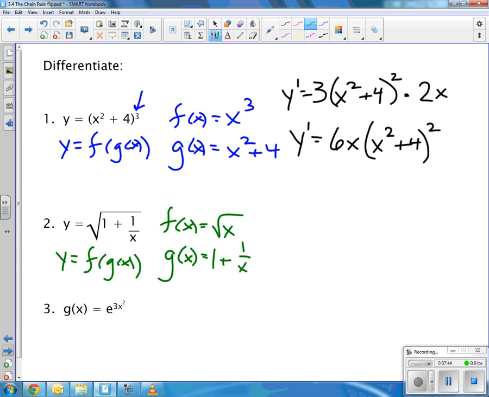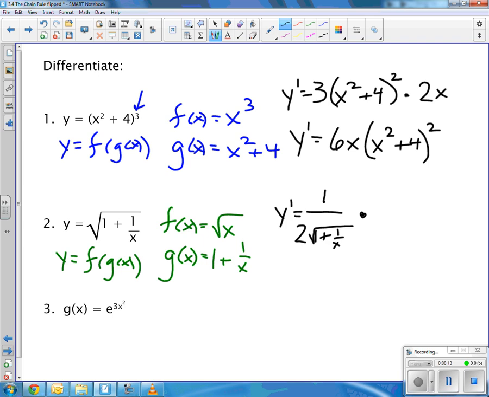So let me differentiate. Y prime equals the derivative of f at g of x. So again, I have a square root function. I know the derivative is 1 over 2 root x. But instead of the square root of x, I'm doing the square root of my interior function, 1 plus 1 over x. Got to multiply this by the derivative of g of x.